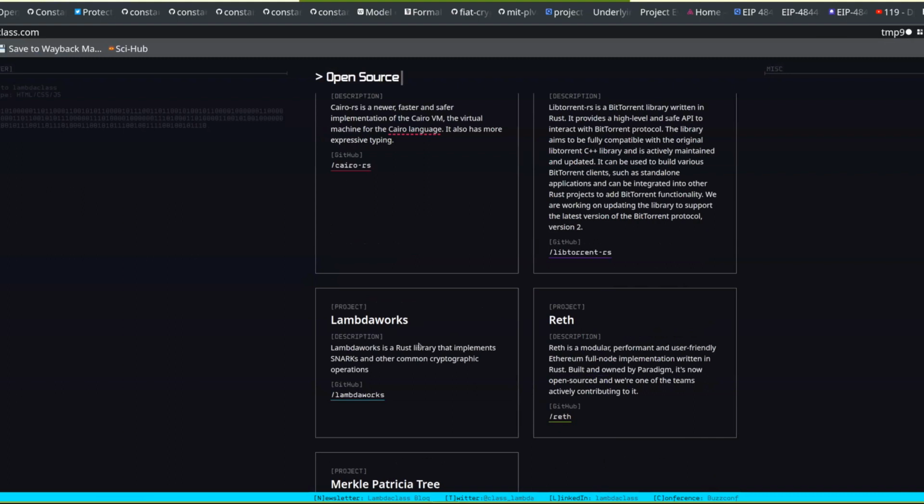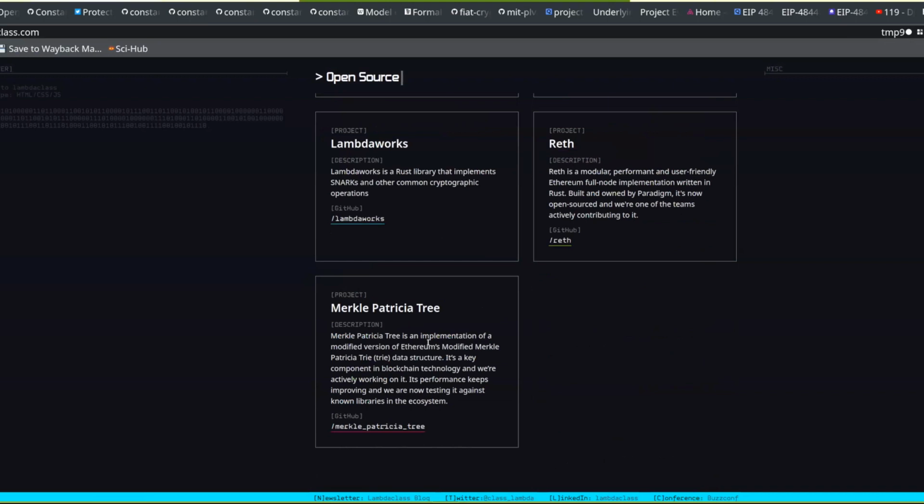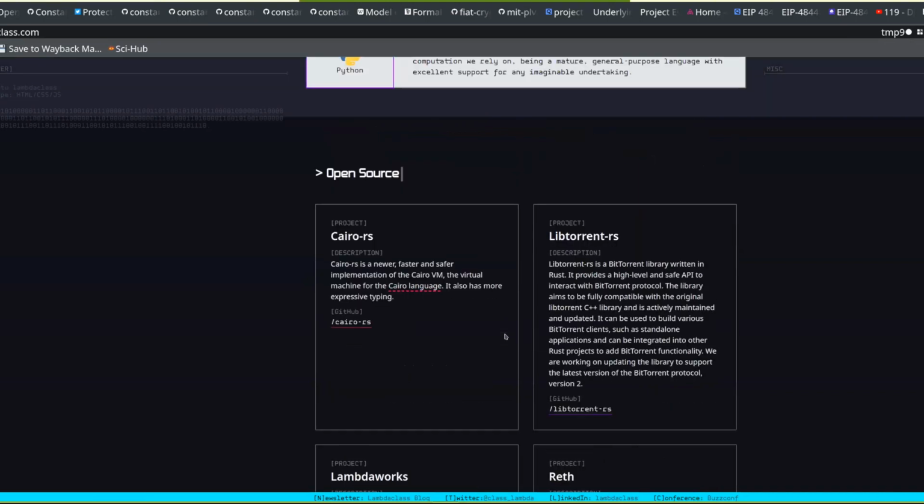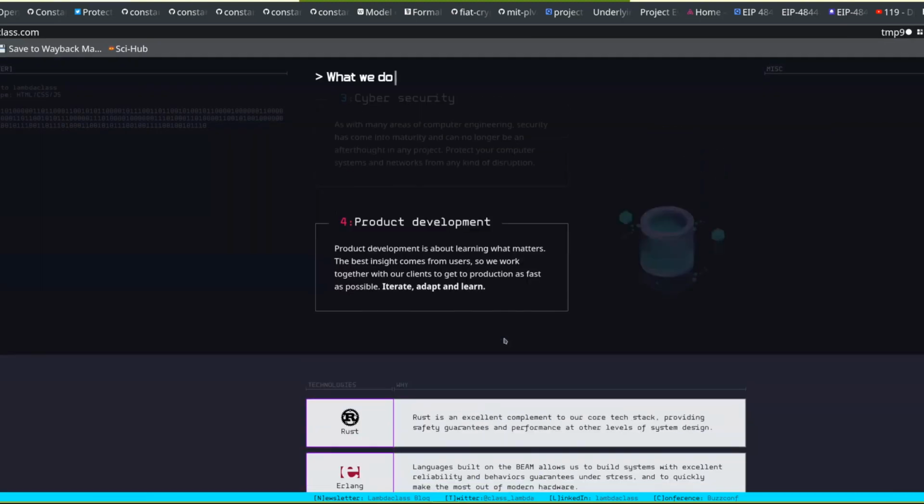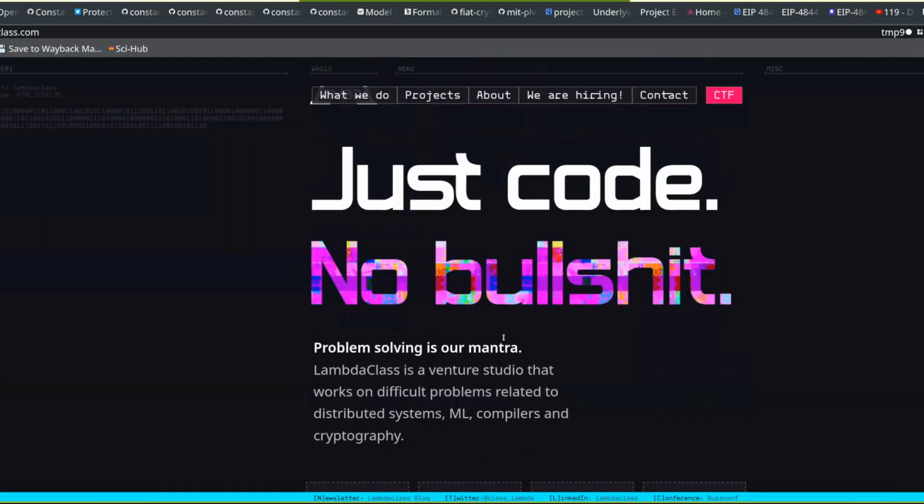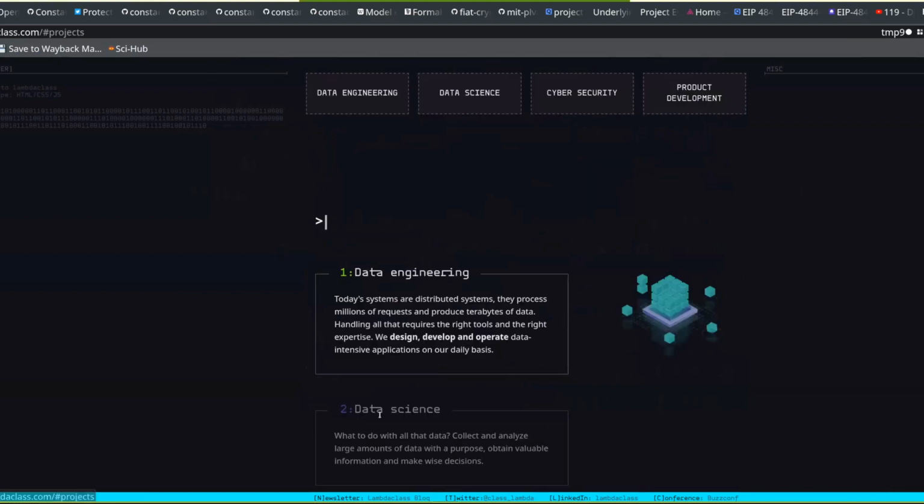Yeah, I think that's already a good start. Yep, they are building the Cairo VM Rust version. So yeah, and I think some more stuff as well.